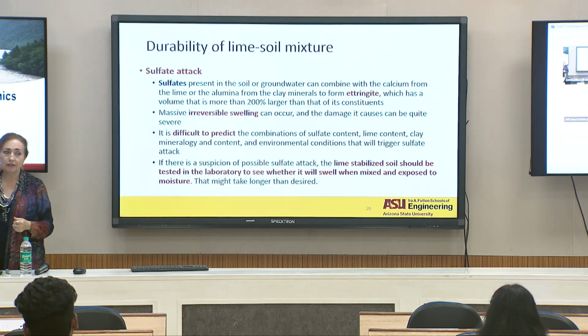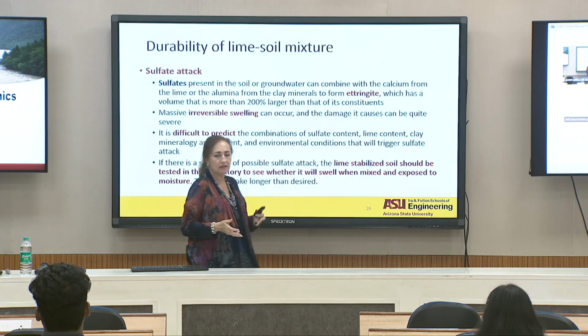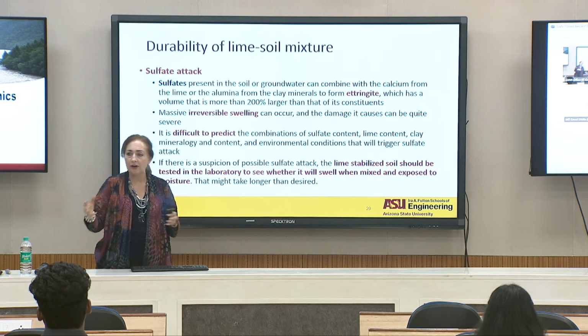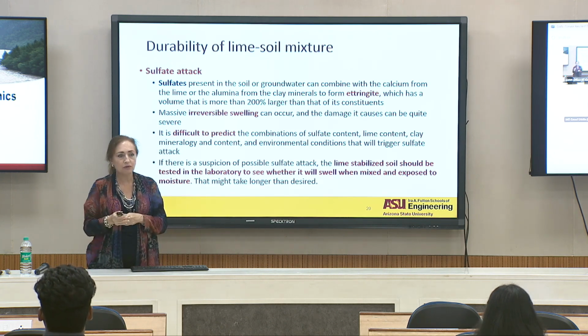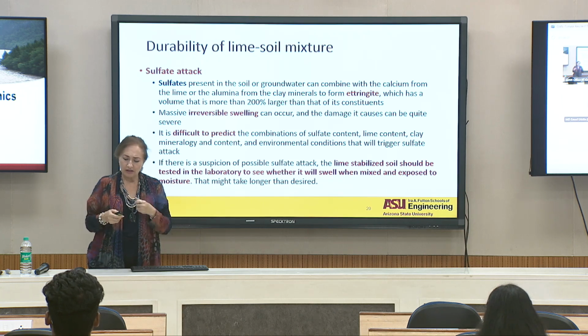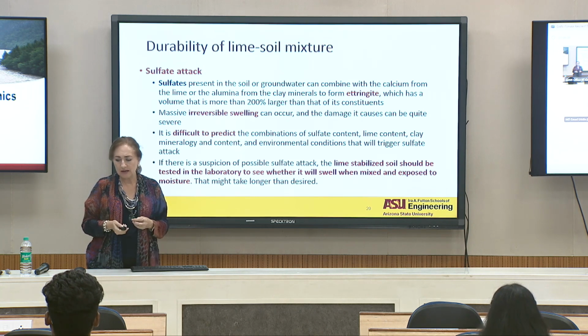This is a massive irreversible swell in our core, so the road or any light structure put in there is going to be damaged. It's difficult to predict the combinations, because you may have sulfate contents and other things, and they may combine. If they're soluble, they're going to be more prone to combine or not. So it's difficult to know how much calcium is going to be forming out of the lime.